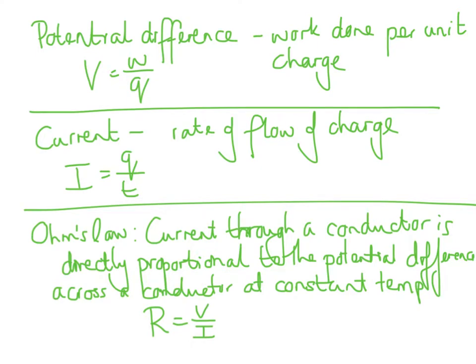For electric circuits, you need to be able to define potential difference as work done per unit charge. It's easy to remember that because this equation is on your information sheet. V is equal to W over Q. So what is potential difference? It's the work done per unit charge.